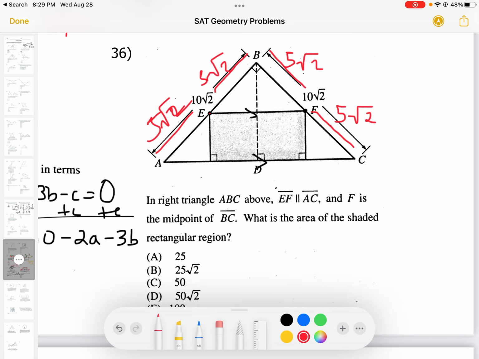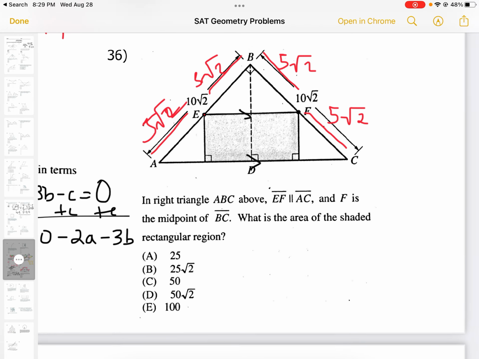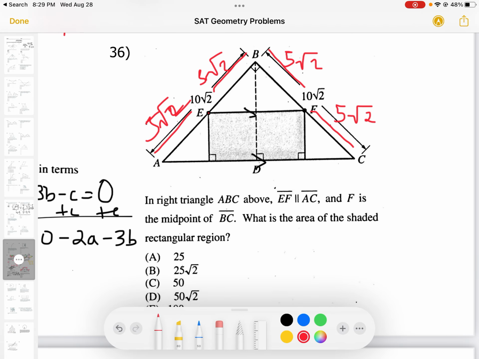And then we want the area of the shaded rectangular region right here. First of all, what we want basically is EF times, I'm going to mark this point, I'm going to call it X, EF times FX, right? This is the value that we want. So first let's go about finding EF.